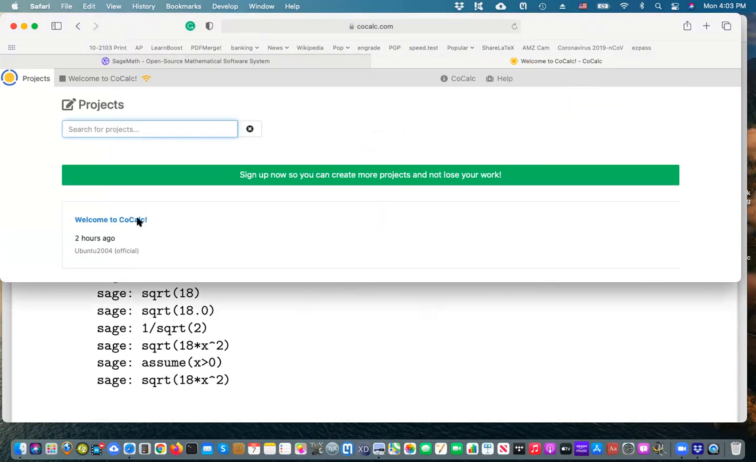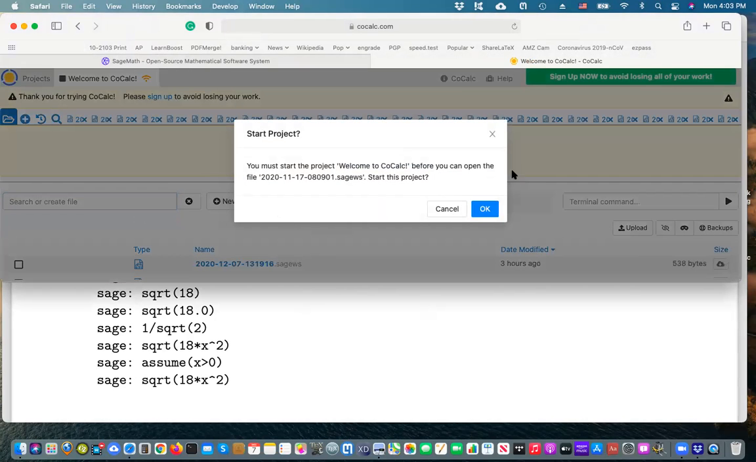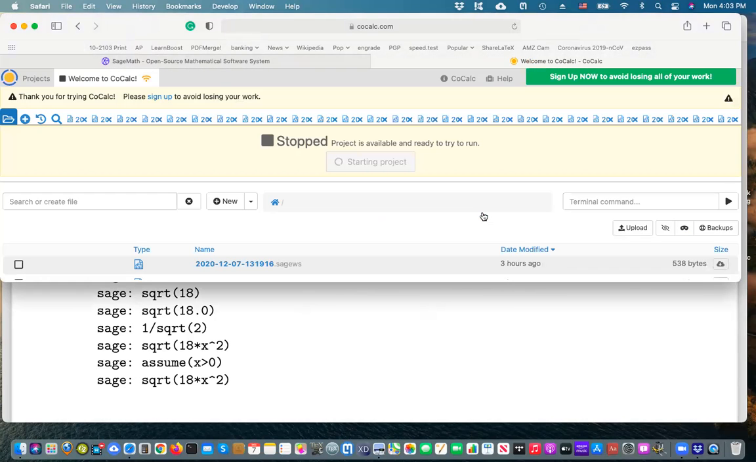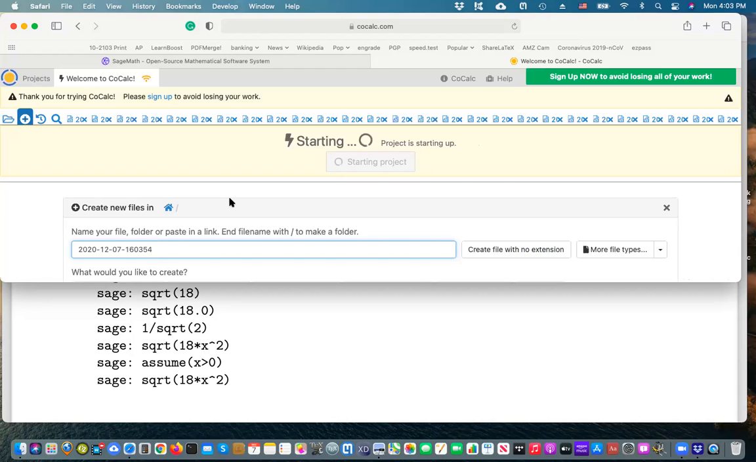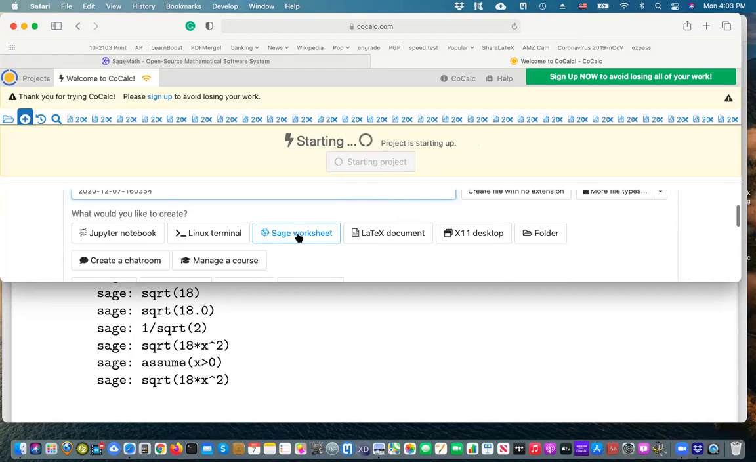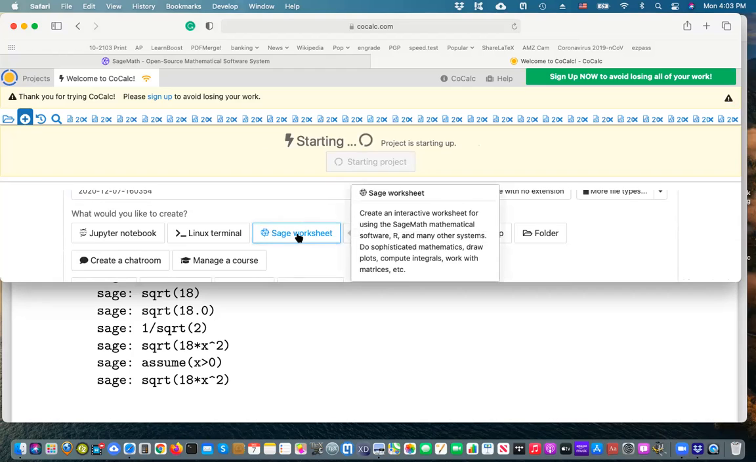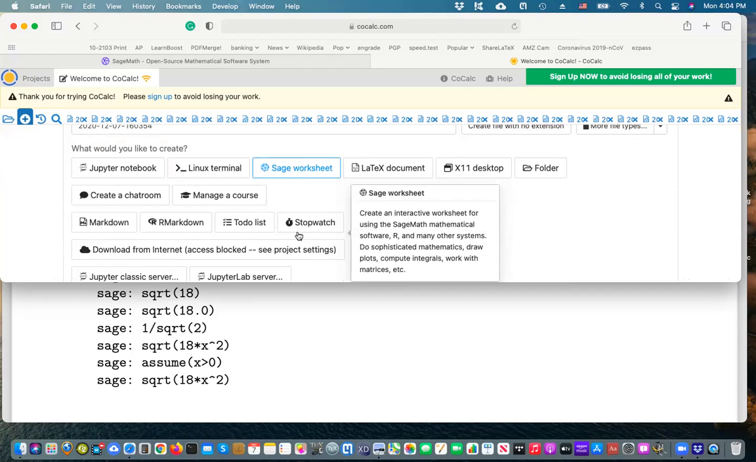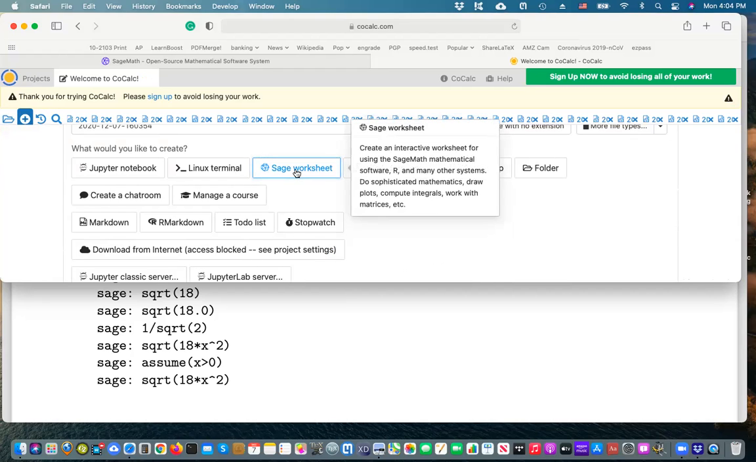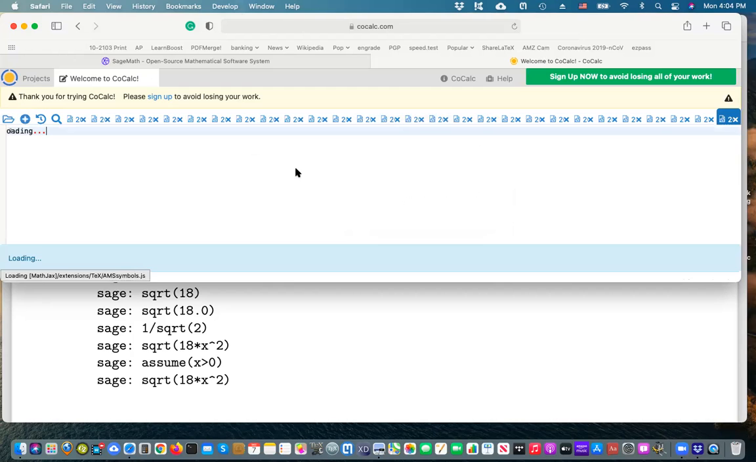So I'm doing the CoCalc again. Hope you're familiar with this. You know me, I want to create a new sheet. I'll do that. And what do I want to get? Sage worksheet. All right. A little slow today, isn't it? Let's see what happens. There it goes.